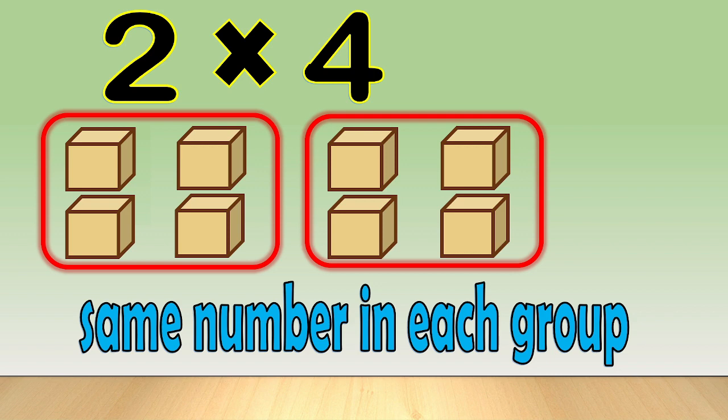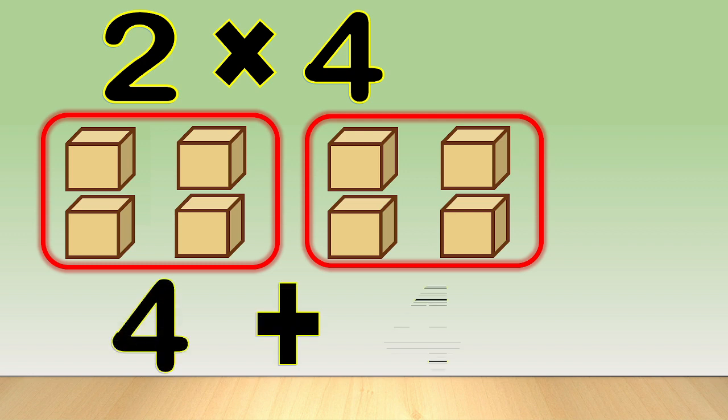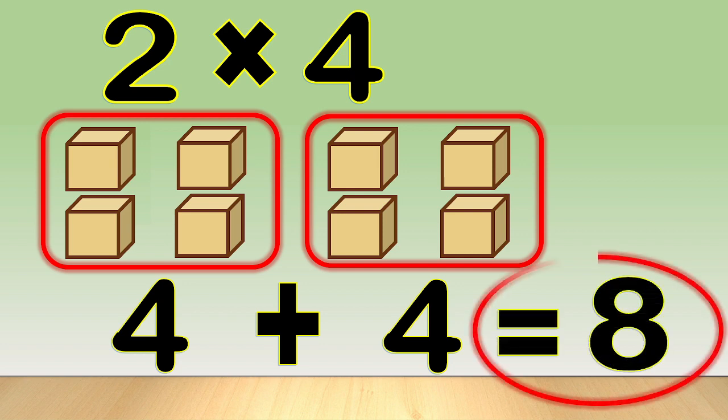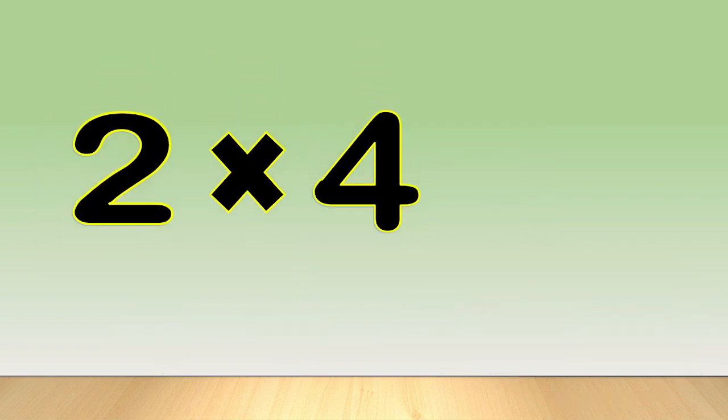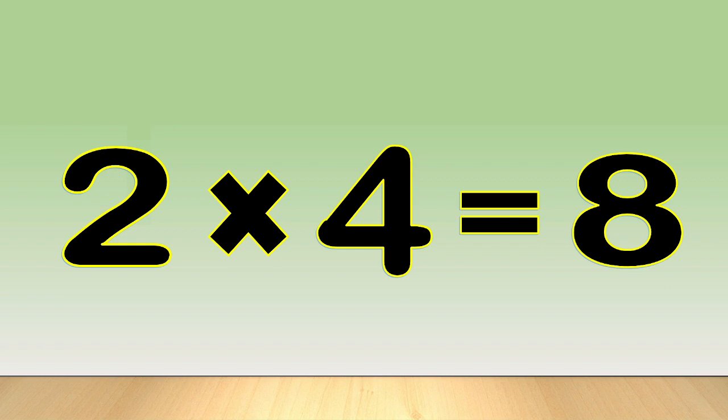To get the total number of boxes, we add the number of boxes. That is 4 plus 4 equals 8. So, 2 times 4 equals 8.